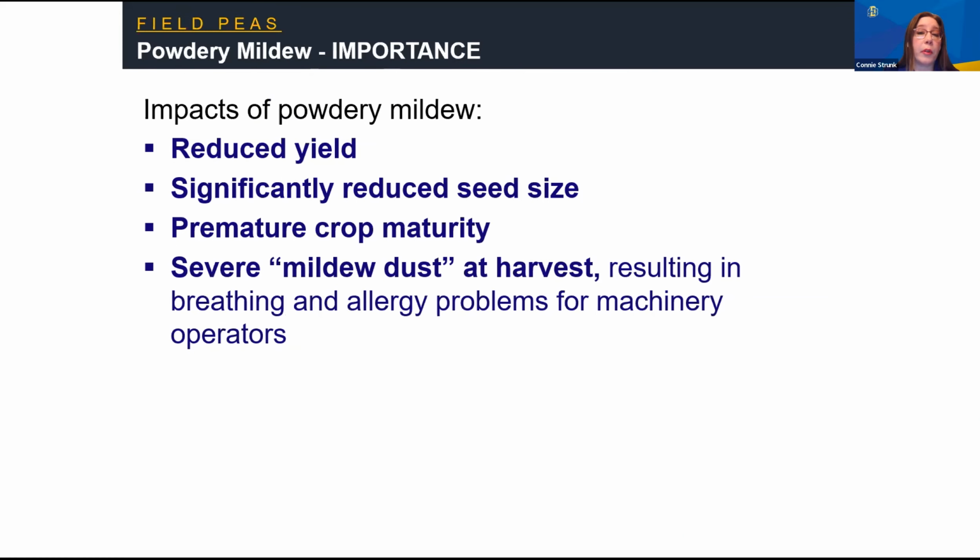The impacts of powdery mildew, it really is an important disease to work with because it can reduce the yield, it can significantly reduce the seed size, causes premature crop maturity. Again, at harvest time, there's something known as a severe mildew dust at harvest, which oftentimes results in breathing allergy problems for those that are operating the machinery.